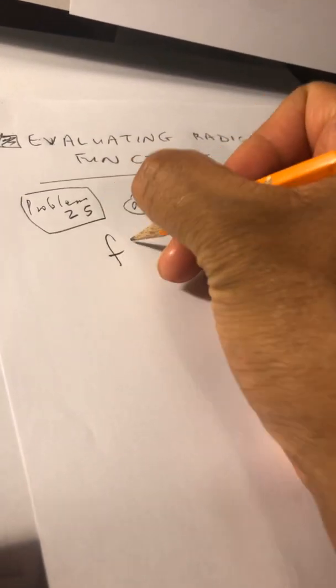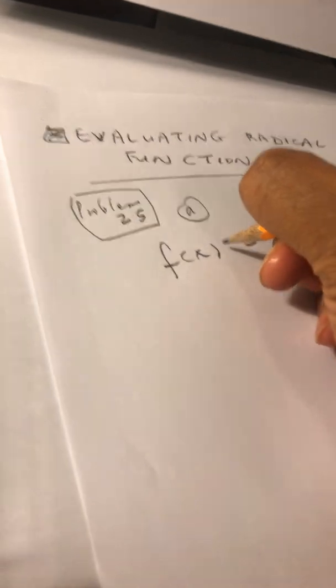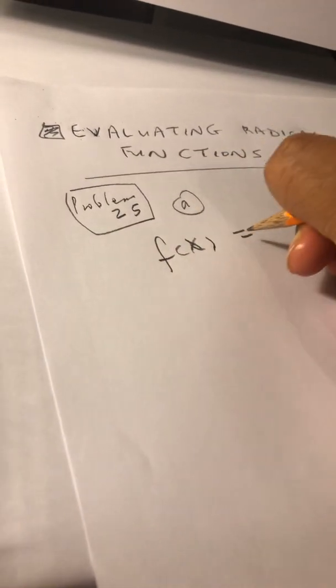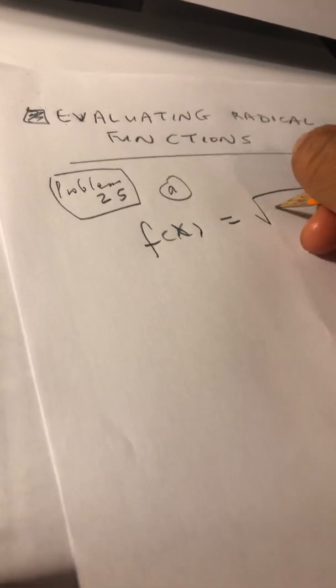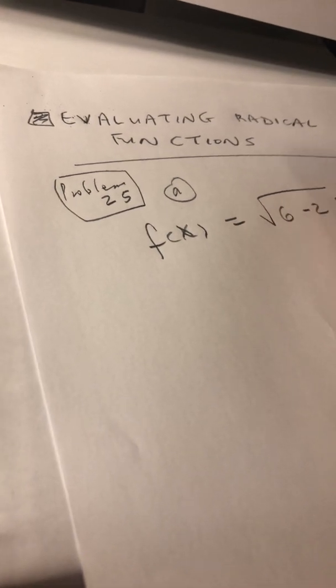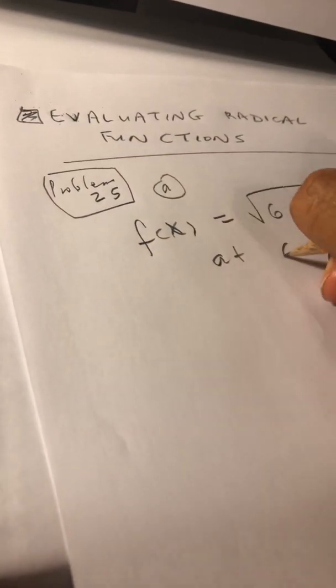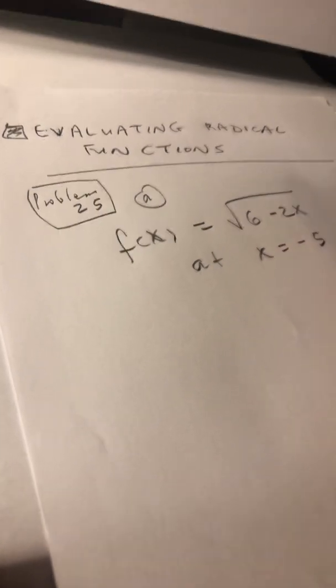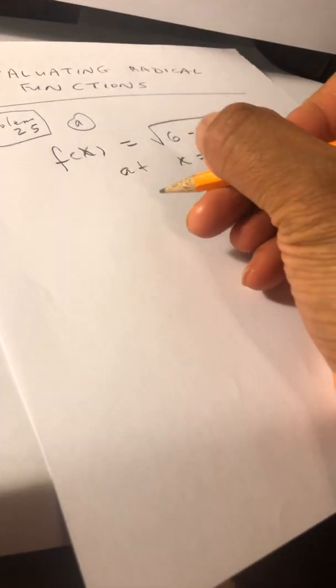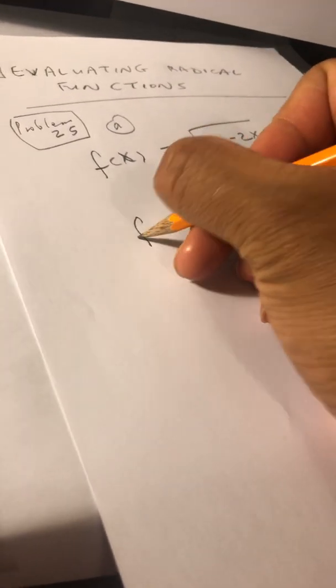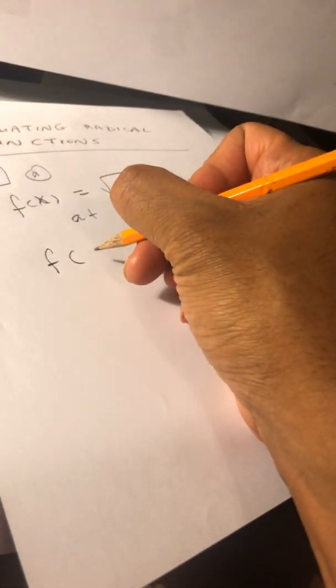So here we're going to be evaluating radical functions, and I'm going to start with number 25a. So we have f of x is equal to the square root of 6 minus 2x at x equals -5. All right, so this is as straightforward as it looks.